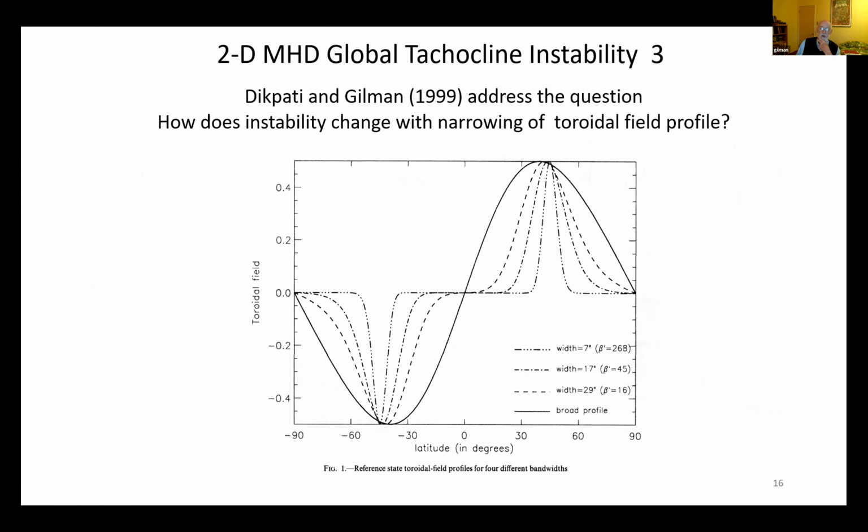Now, it gets more interesting when you start looking at other profiles. The solid curve there is the original profile. And then Ducati and I worked on much narrower profiles, which is probably more realistic for what's happening in the tachocline. And the instability changes as you increase the narrowness.